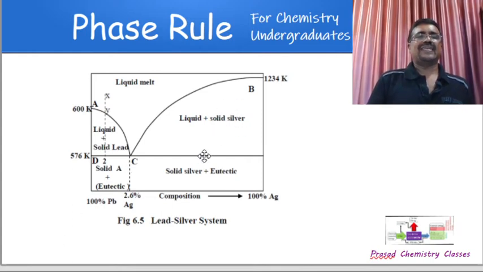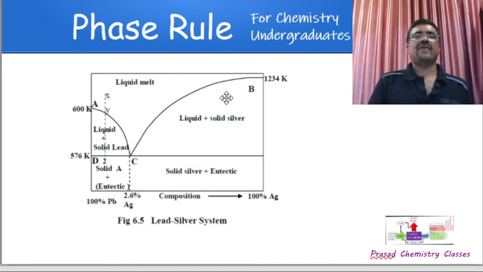Okay, this is a lead silver system. The points explained for A and B are true here also. This is 100% lead, its melting point 600 Kelvin, silver 1234 Kelvin. Right, the eutectic mixture consists of 2.6% of silver.